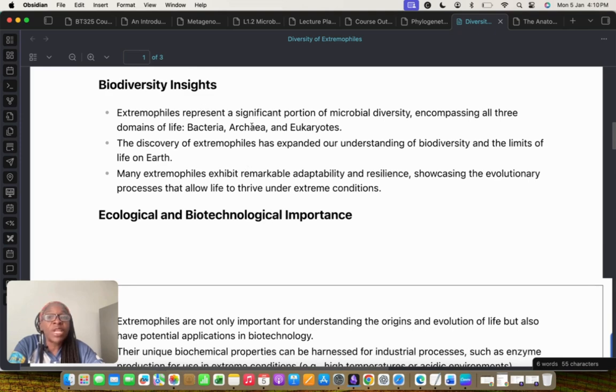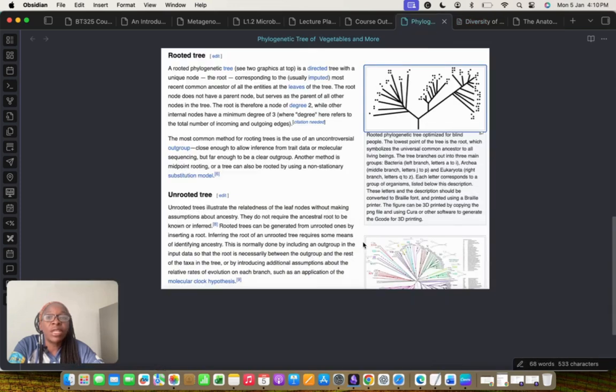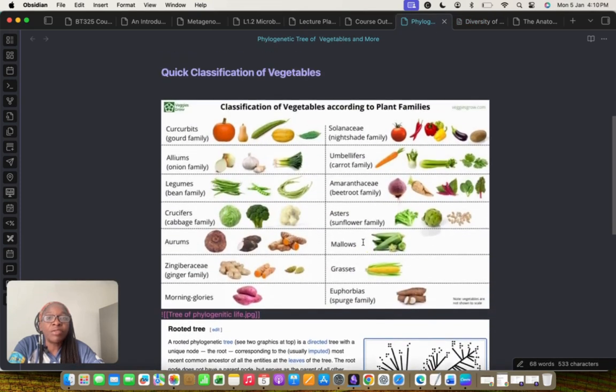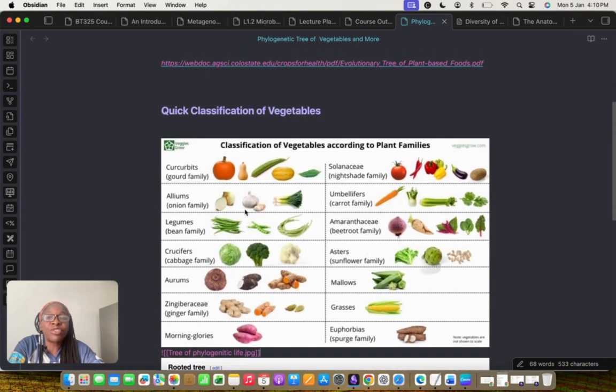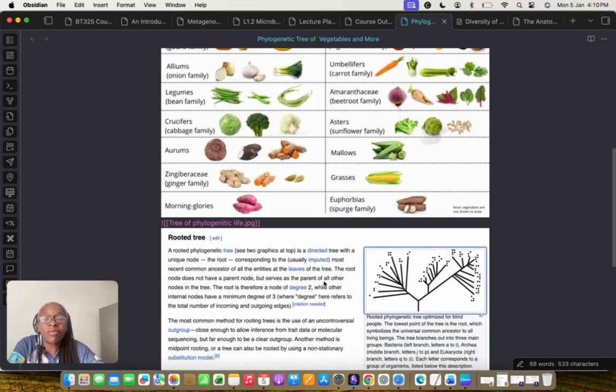So extremophiles represent a significant portion of microbial biodiversity, and they encompass the whole domains of life. That's bacteria, archaea, and eukaryotes. So this is now coming to phylogenetics. You remember last year when you had to choose which vegetables you wanted to pick for your biotech? We are doing it according to different plant families, isn't it? This is a type of phylogeny where you're grouping things according to how they're related. So these would all form branches on a phylogenetic tree.